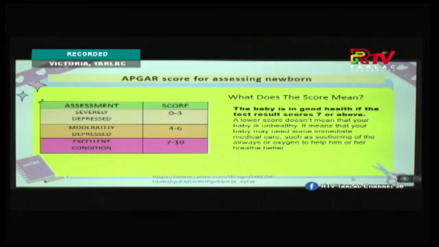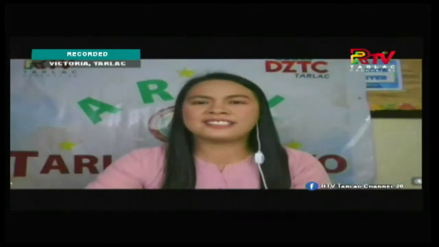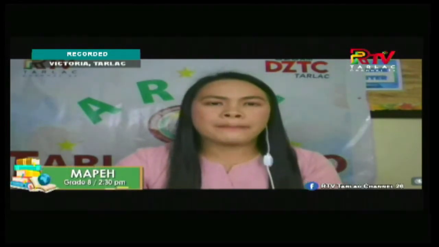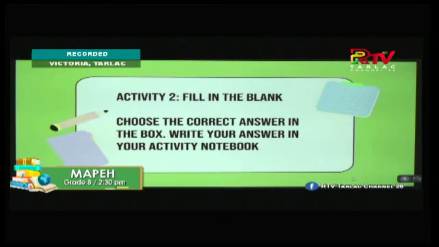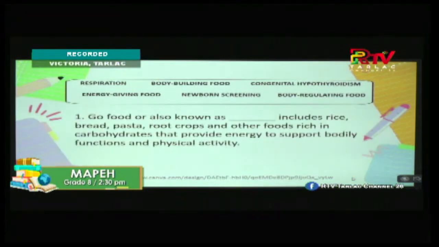At this point of time, kindly get your activity sheets and let us answer activity number 2. Fill in the blank. Choose the correct answer in the box. Write your answer in your activity notebook. Number 1. Go food, also known as blank, includes rice, bread, pasta, root crops, and other food rich in carbohydrates that provide energy to support bodily function and physical activity. What is your answer? The answer is energy-giving food.